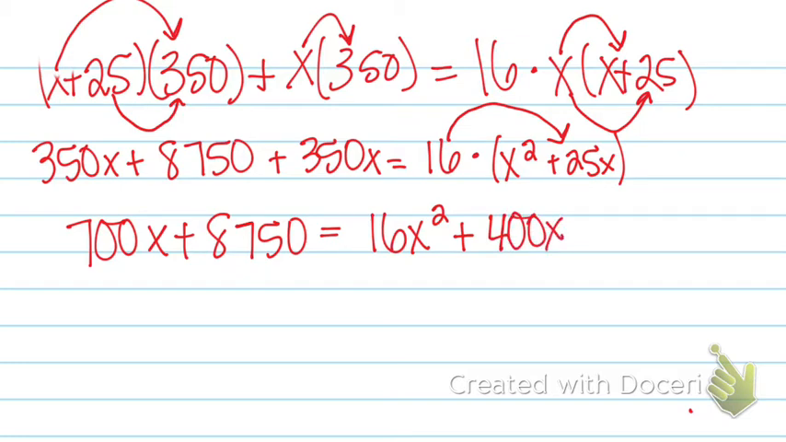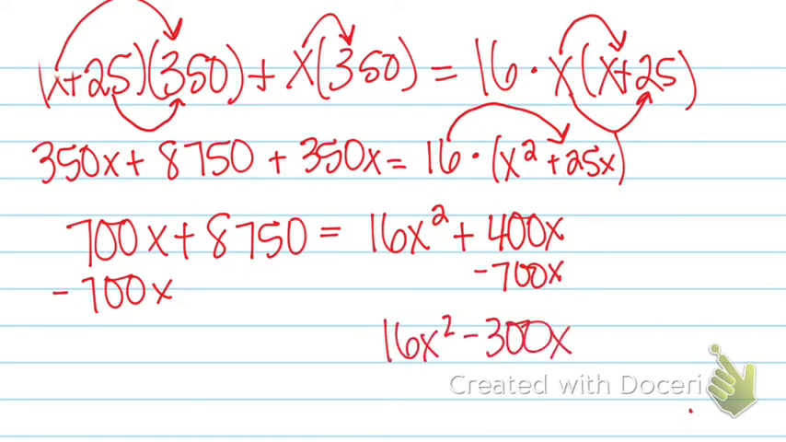400x. Now, I want everything to be on the right side of the equal sign. On the right, because I want to keep this 16 positive. That'd be minus 700x. So that would be negative 300x. Minus 300x. What do I do with the positive 8750? Subtract it.